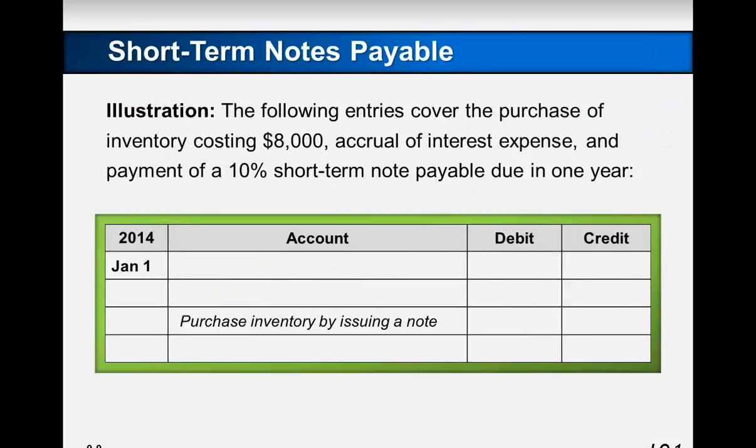Here's an illustration of the journal entries to record a purchase of inventory using a note. Instead of recording it as an account payable, we would simply record it as a note payable. Payable is a liability. A liability increases on the credit side. Inventory is an asset. Inventory would increase on the debit side because of the rules of accounting.